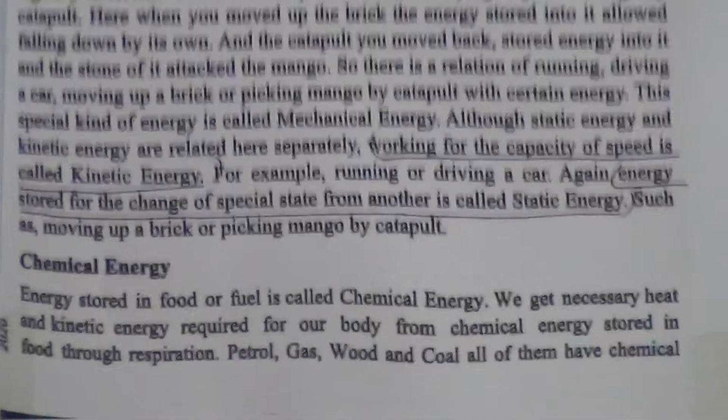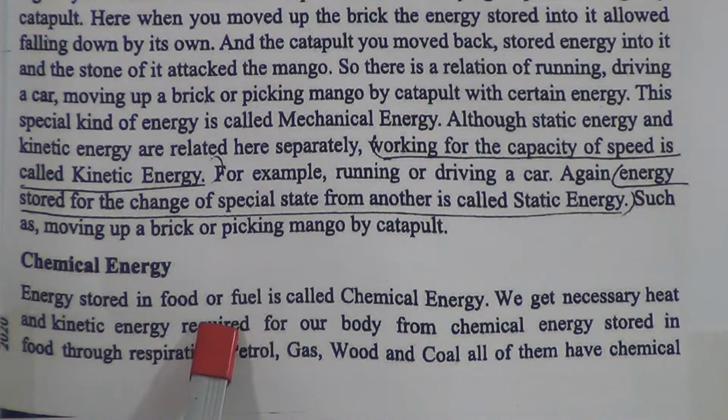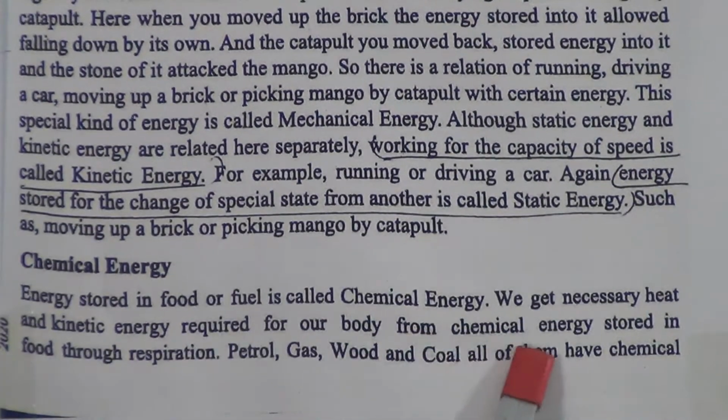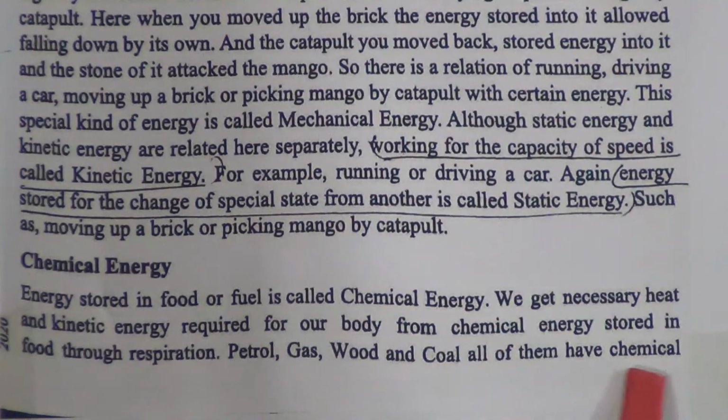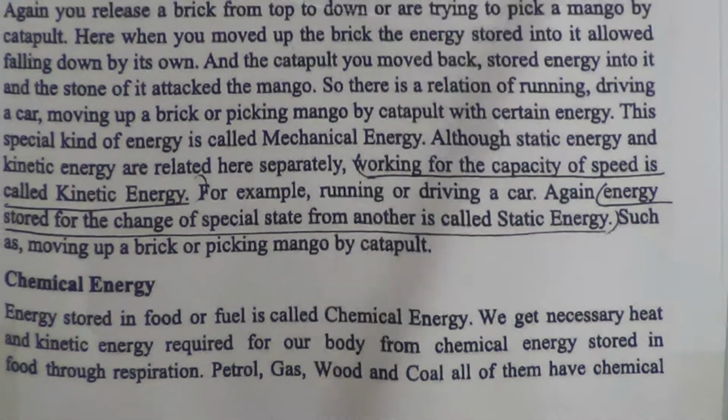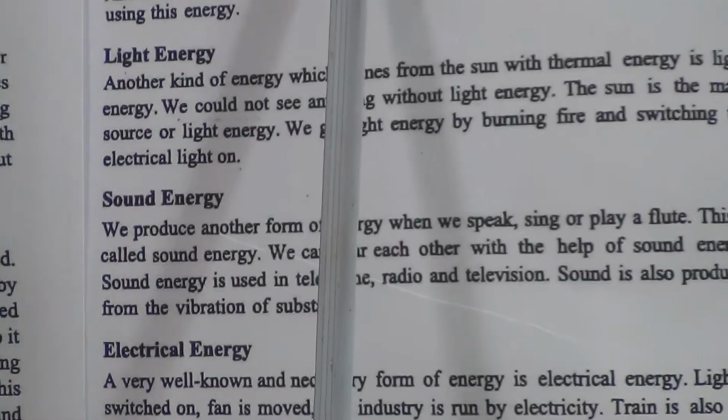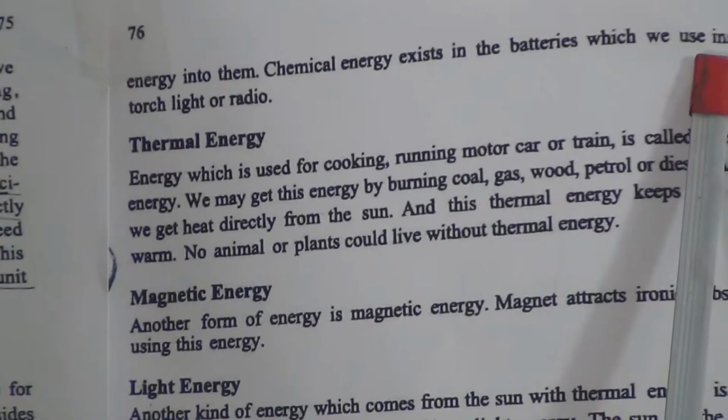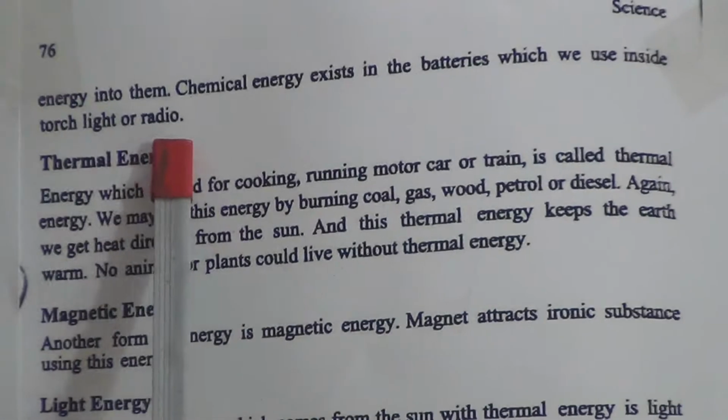Chemical energy. Energy stored in food or fuel is called chemical energy. We get necessary heat and kinetic energy required for our body from chemical energy stored in food through respiration. Petrol, gas, wood and coal, all of them have chemical energy in them. Chemical energy exists in the batteries which we use inside a torch light or radio.